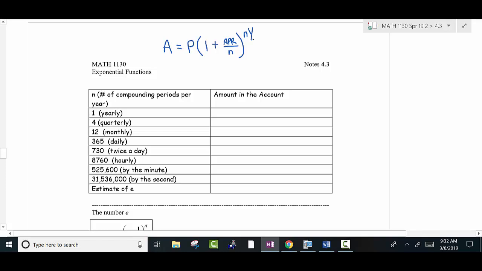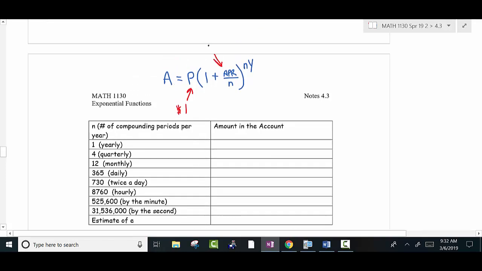That's the way our textbook does it. Now what Euler said he was going to do is put $1 in the bank. That's going to be the principal. The APR is going to be 100%. And remember, when you take a percent, you move the decimal back 2. So that just becomes 1. So you're going to plug a 1 in there. And then he also said the time is 1 year. The variable is going to be N. N is going to be the number of times that you compound.